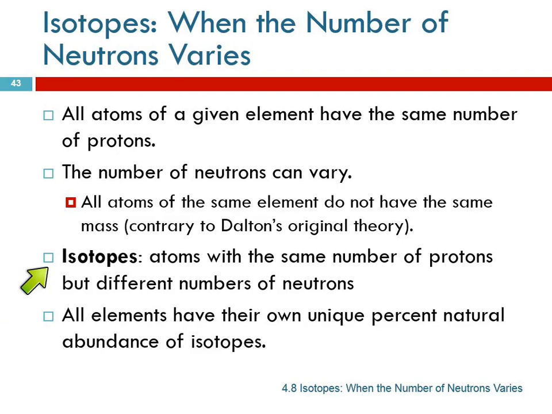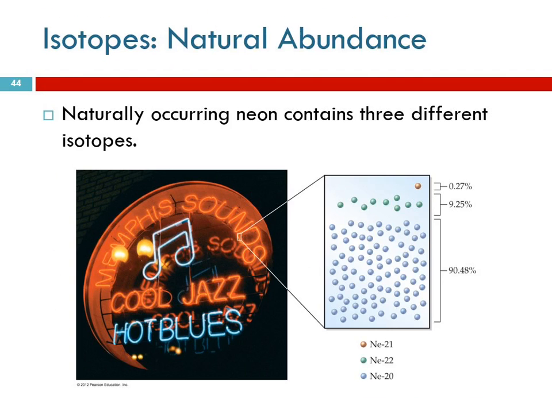Some elements have only one isotope. Some elements have 3 or 4 isotopes. You can't predict that from the periodic table. You're not expected to know which of them do or don't. And all elements have their own unique percent natural abundance of isotopes. If an element has 2 isotopes, that does not mean that half of the atoms of that element are one and half are the other. It varies, and we figure that out by experimentation.